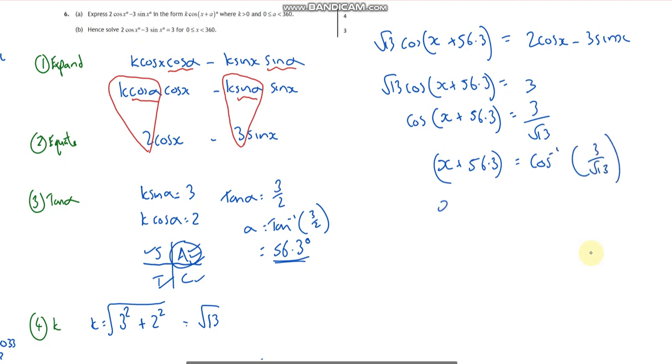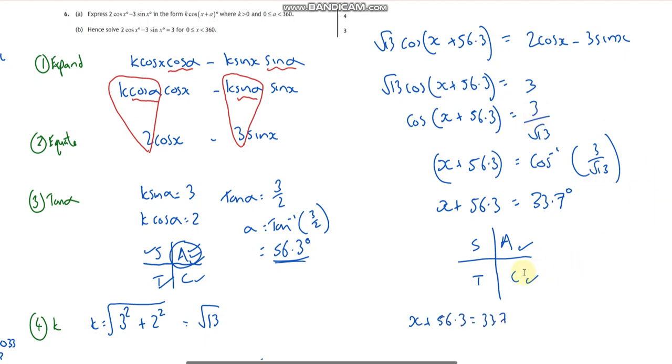Make sure your calculator is in degrees for this. So I've got 33.7 degrees. Okay, and then before I solve, I have to do my CAST diagram. So in this case, the cos value was a positive value I was working out. So cos is positive here and here. So quadrant 1 is just your standard answer, isn't it?